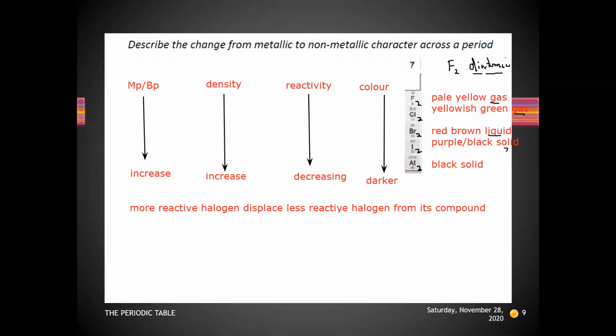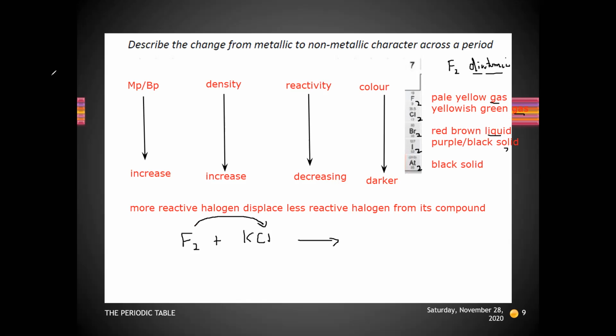So always the more reactive halogen displaces the less reactive halogen from its compound. What does it mean? For example, if we have fluorine reacting with potassium chloride. The more reactive displaces the less reactive from its compound. Fluorine is more reactive, so fluorine will displace or knock out this chlorine. What will be the compound formed? The compound formed is potassium fluoride.